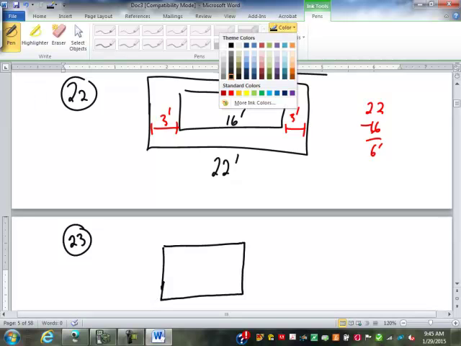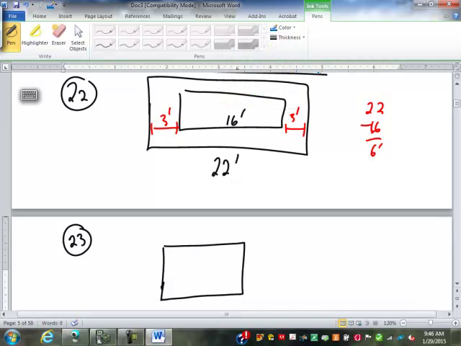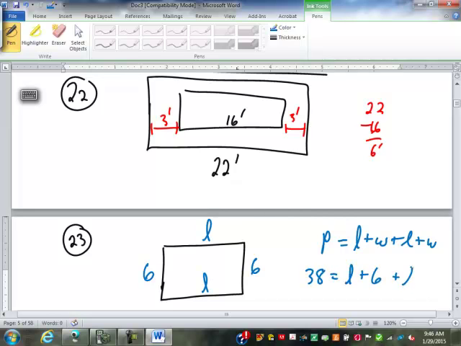23, we did a couple similar to this in class. If a rectangle has a perimeter of 38 feet and the width is 6 feet, find the length. So this is 6, this is the length, this is 6, this is the length. Perimeter is found by adding up all the sides: length plus width plus length plus width. We know the perimeter is 38 feet. We know the width is 6 feet.